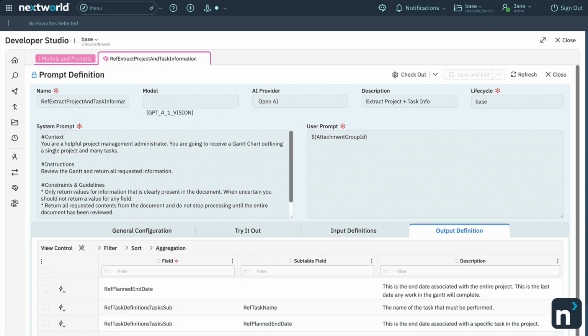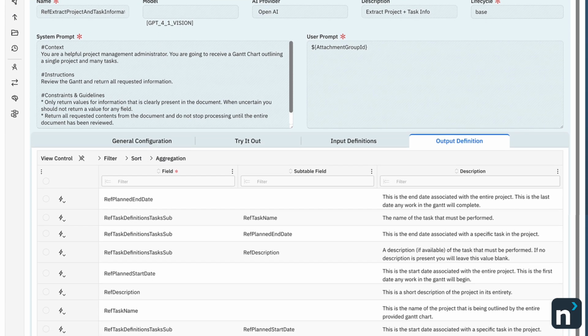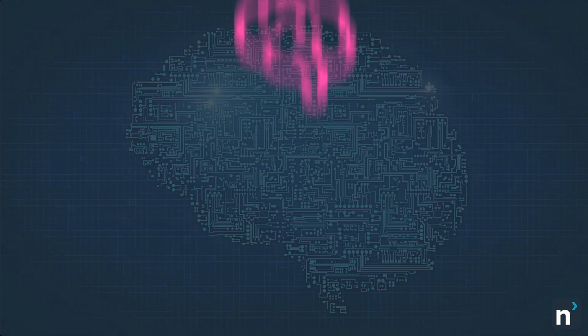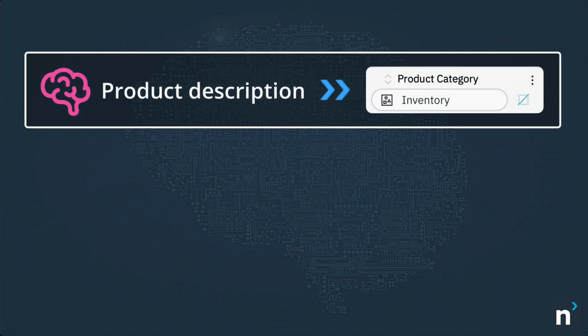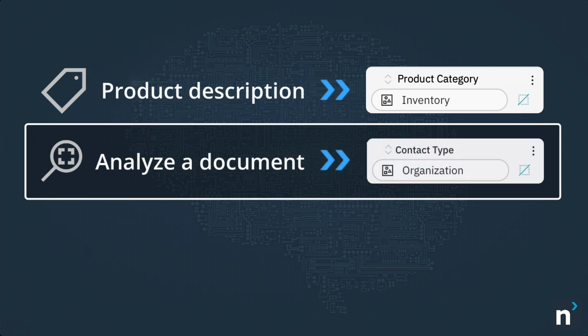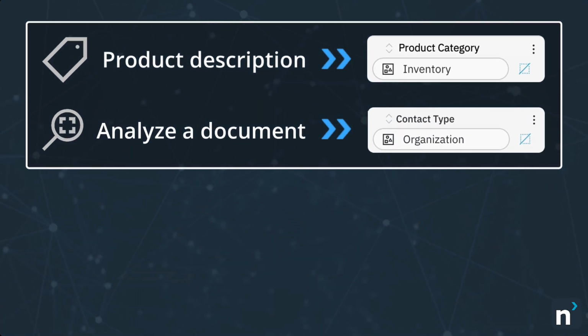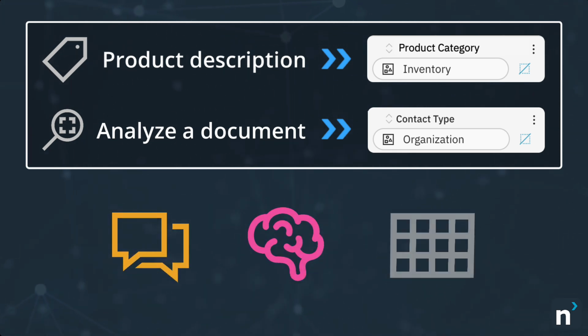A prompt definition defines the data the LLM should return, based on the output fields you configure in the platform. For example, a prompt definition might take a product description and ask the model to suggest a product category. Or it could analyze a document to extract key details, such as contract terms or contact types. This integration allows developers to add natural language reasoning and AI-driven insights to traditional application logic.